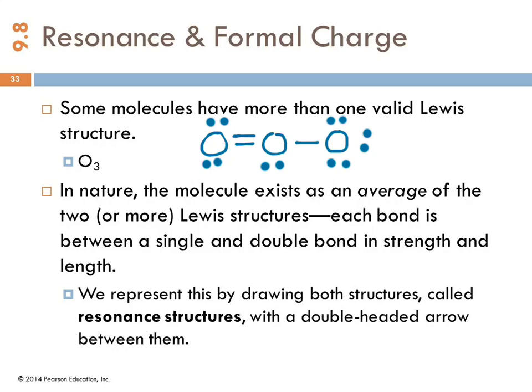Would that be okay? I'm going to draw that down here. Is that an okay Lewis structure too? Sure it is. So there's 2 valid Lewis structures. How do we know which one is correct? Well, it turns out that neither of them is correct. Ozone actually exists as an average of these 2 Lewis structures.